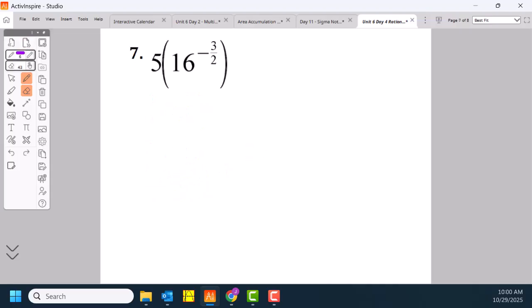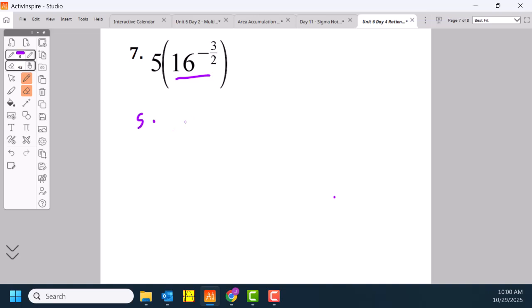Okay. Now, this one's a little bit different. In that other one where we had 3 times 9 to the power, we could get common bases. But we don't have a common base for 16 and 5. Instead, we're going to simplify this one and then just multiply our answer times 5.